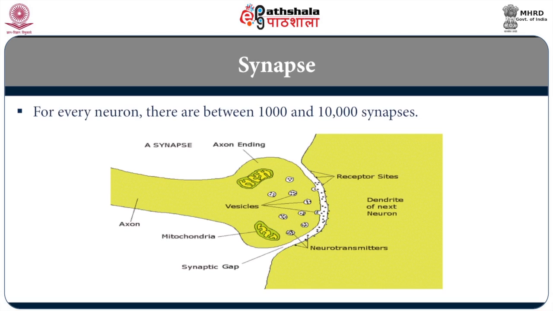When does this take place? In a minute, I will explain what is firing of a neuron and what is traveling of a neural impulse. But synapse is where neurochemical exchange takes place. For every neuron, there are between about 1000 to 10,000 synapses.